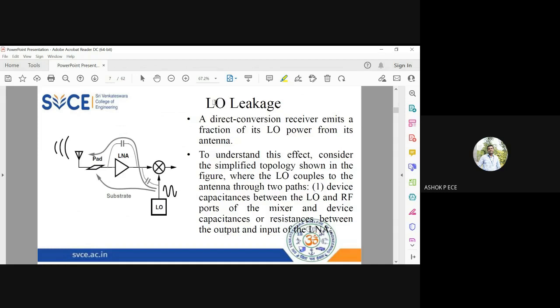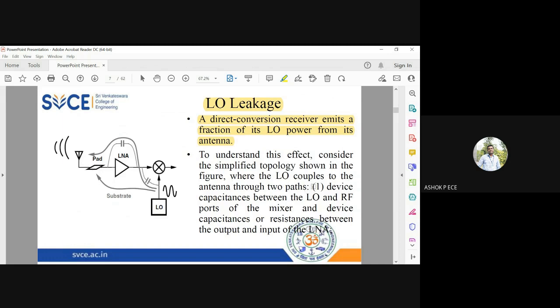Receivers. So first one, as usual, LO leakage. So we have seen a direct conversion receiver emits a fraction of its LO power from its antenna. So you know that there is always a coupling between the LO and antenna to the substrate. So LO couples to the antenna through two paths.